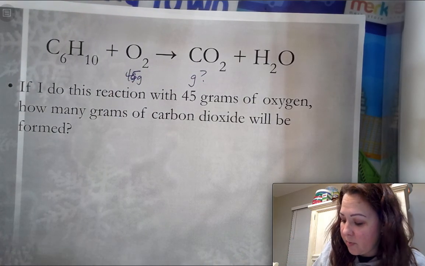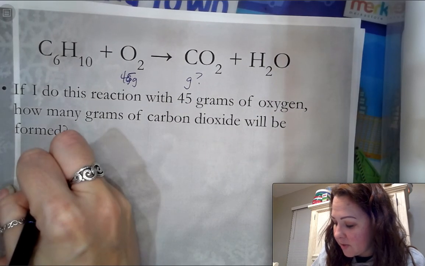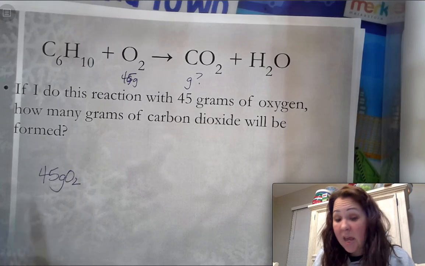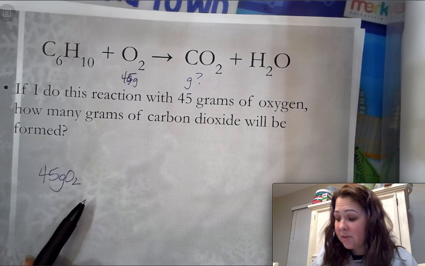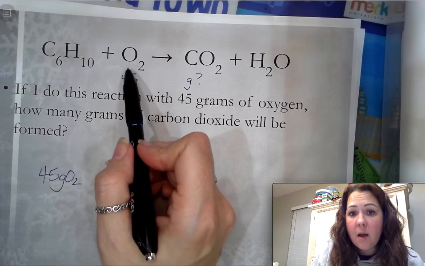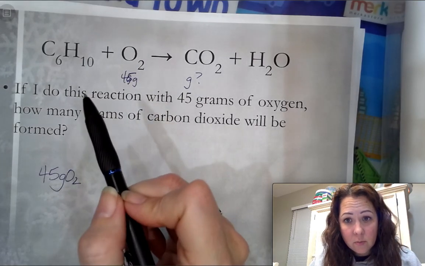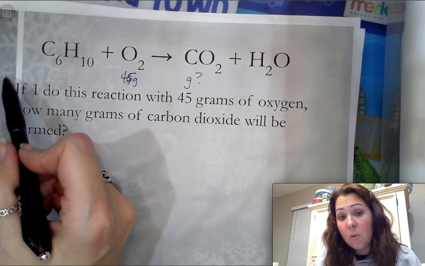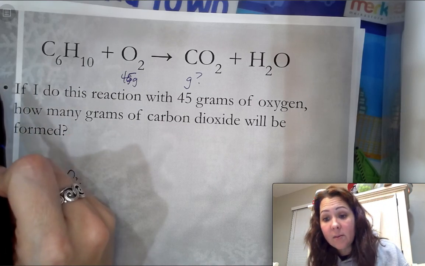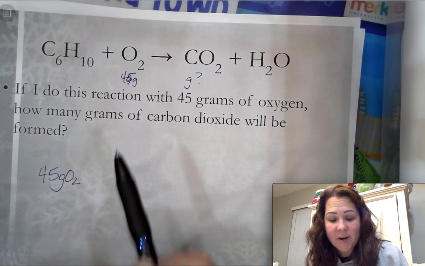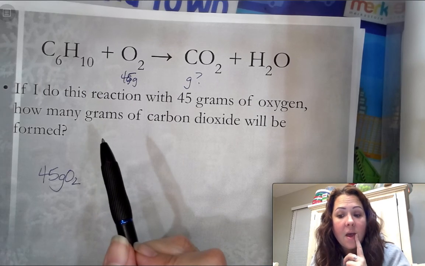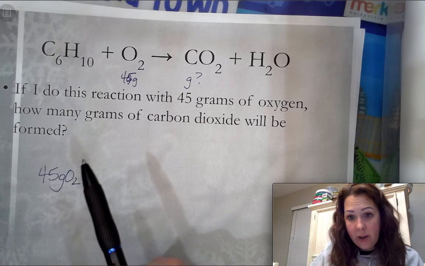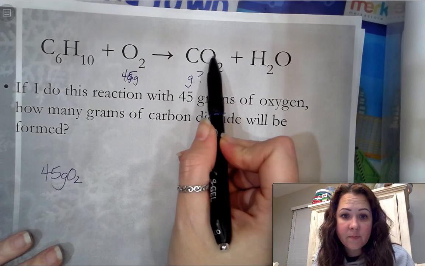So we're going to start with my 45 grams of oxygen. I need to get rid of grams and go to moles by finding the molar mass of oxygen. I'm going to use my mole ratio, so I have to balance this reaction. And then I'm going to take my moles of oxygen and turn it into moles of carbon dioxide by using my mole-to-mole ratio. Then I'm going to take my moles of carbon dioxide and turn it back into grams by finding the molar mass of this.